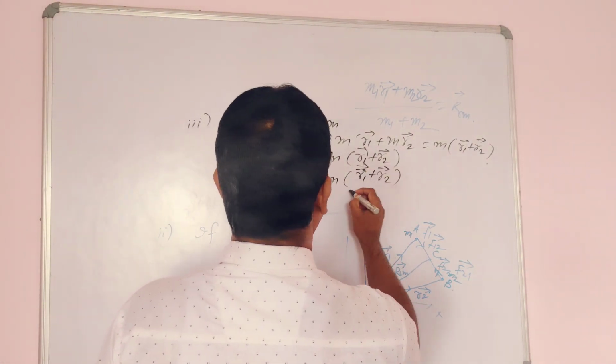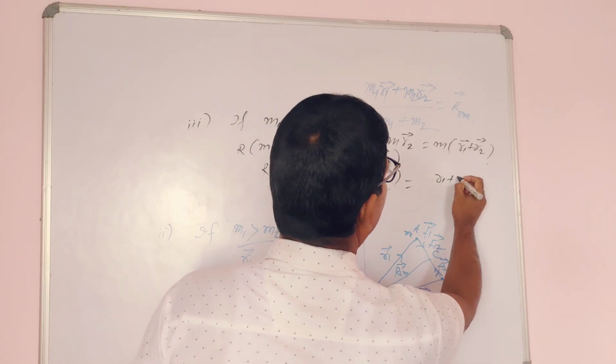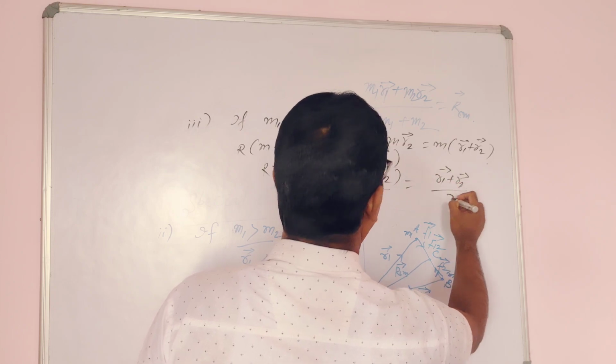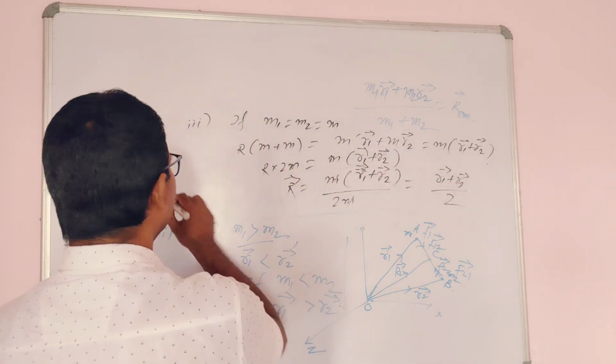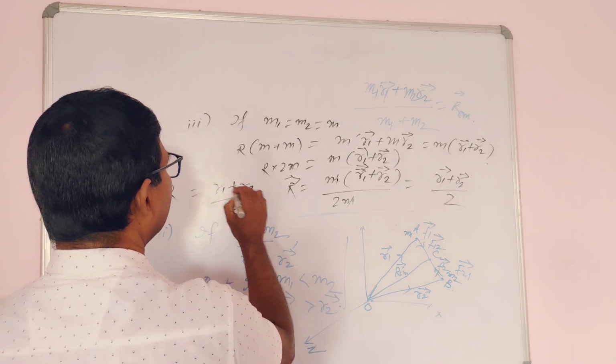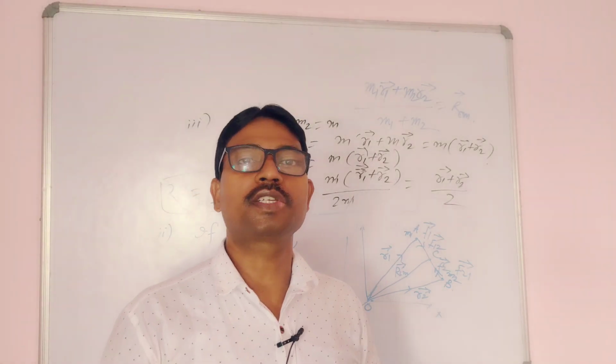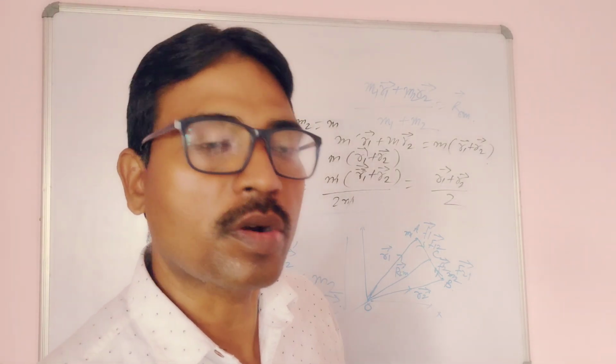So what are you getting? This is 2M. Now it is (R1 + R2)/2. So what are you getting? So in total, this one is (R1 + R2) divided by 2. These are the special cases of the center of mass of a system after getting that formula.